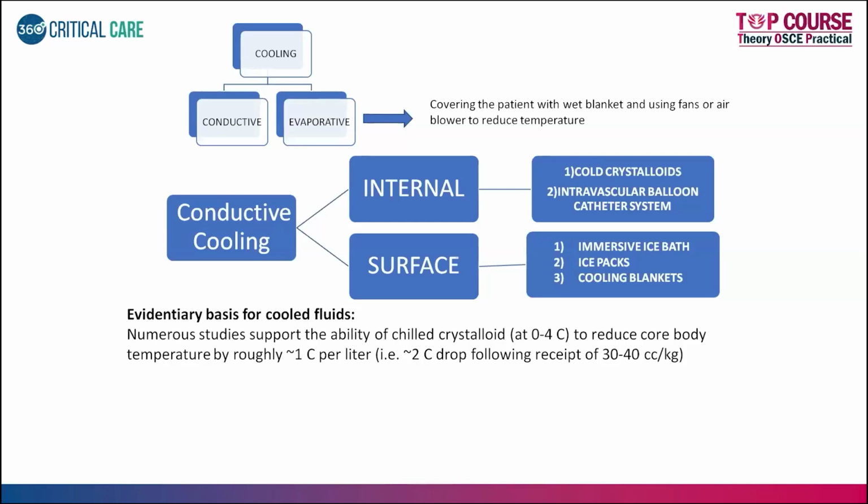Usually, you can use your 30 to 40 ml per kg itself, because you're going to reassess the patient in the first 2 hours. The whole thing is, in the first 2 to 3 hour period, you want to drop the temperature by at least 1 to 2 degrees Celsius, and by doing so with around 0 to 4 degrees Celsius cold crystalloid, you can at least get a drop of 1 degree per liter of crystalloid.